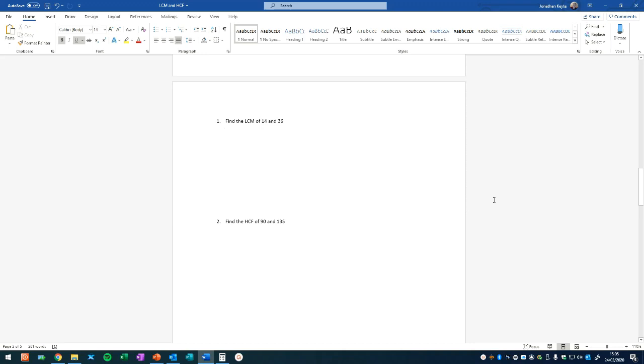So number 1, find the LCM of 14 and 36. So first let's start off by listing each of 14 and 36 as a product of prime factors. So 14 is quite easy. I think it's just 2 times 7. And 36 is 2 times 2 times 3 times 3, which equals 2 squared times 3 squared.